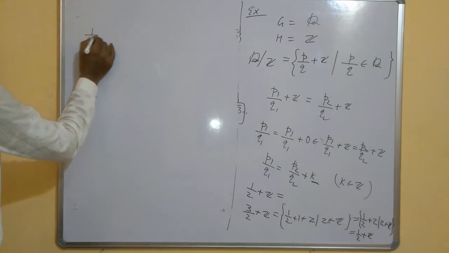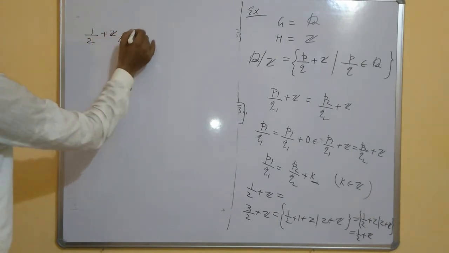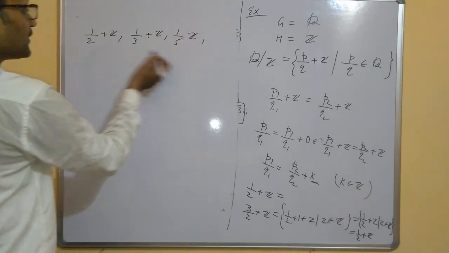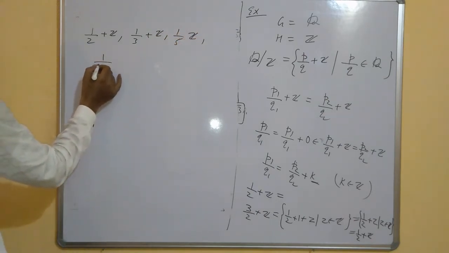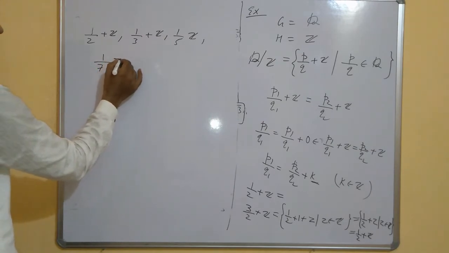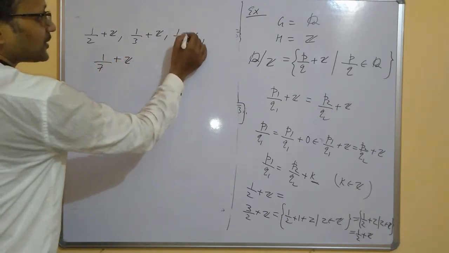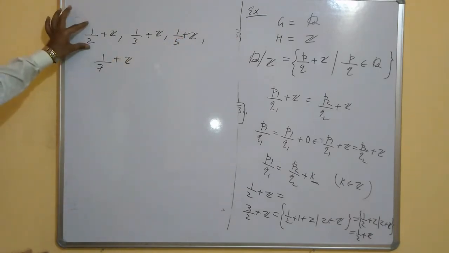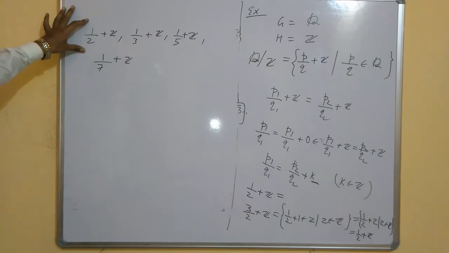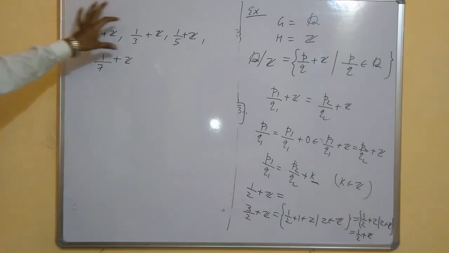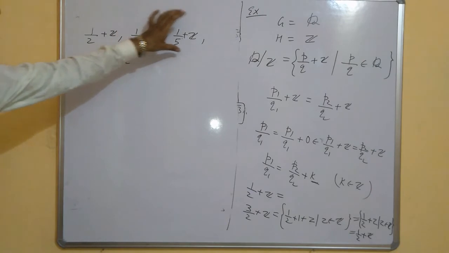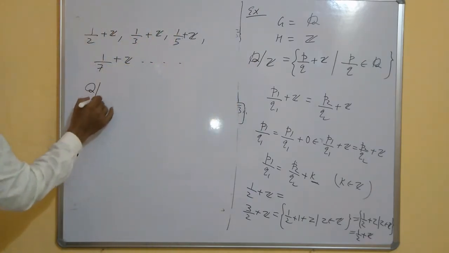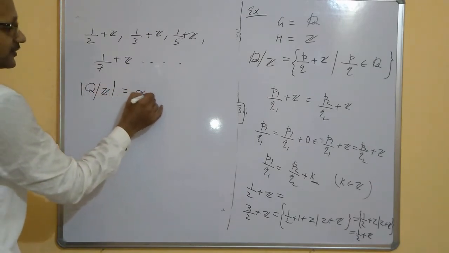Let me write it properly. For example, suppose I am taking 1 by 2 plus Z, 1 by 3 plus Z, 1 by 5 plus Z, I am just using prime numbers in the denominator, 1 by 7 plus Z, because there are infinitely many primes, so this goes on. So as you can see, these fractions do not differ by an integer. 1 by 2 and 1 by 3 do not differ by an integer. So they are different cosets. So there are infinitely many cosets. So as you can see, the order of Q by Z is infinite.